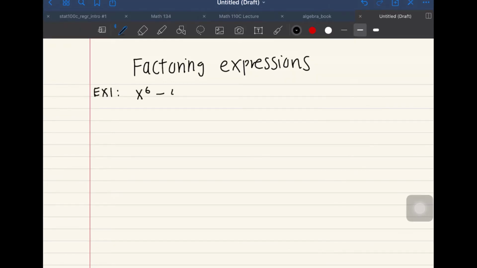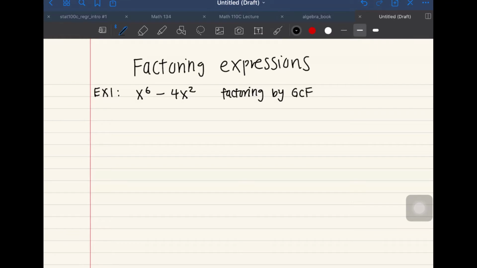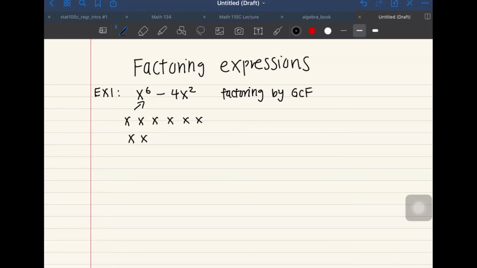So the first example I have is x to the 6 minus 4x squared, and we're going to use factoring by GCF. Let's break down each component. This one I have 6 x's, while the last part, neglecting the negative sign, I have 2 x's. So I can take 2 x's out. Then I have x squared, and I'm left with x to the 4th minus 4.